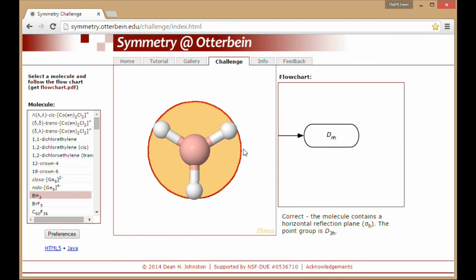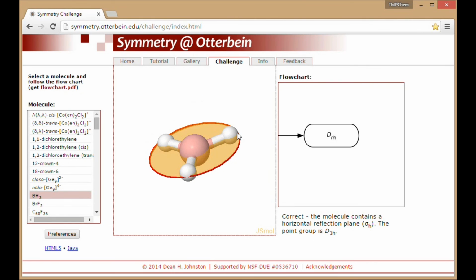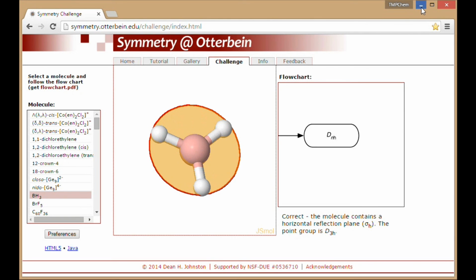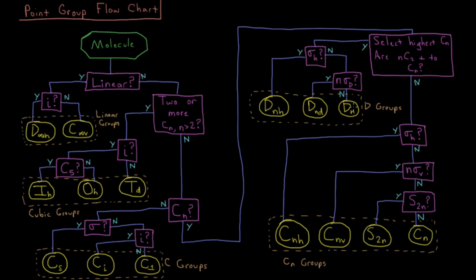Okay, so that was the whole flowchart. I got to DNH, where my N for having the highest principal axis of C3 is 3. So D3H is my point group for BH3. So I just recommend going through as many examples as you need. Touch all points of this flowchart, find your problem areas, and practice those until you really see what's going on there.